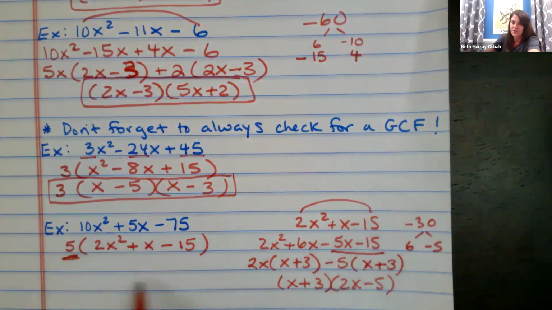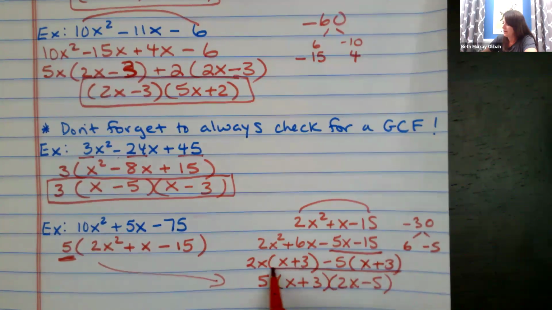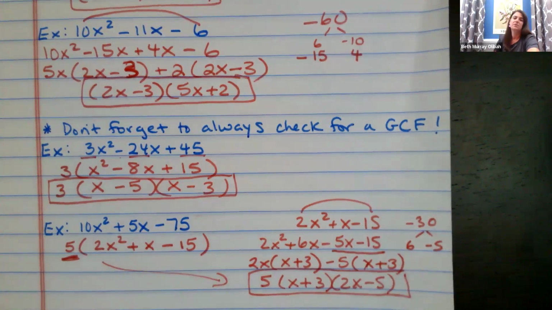But don't forget, we took this 5 out at the very beginning. So you got to bring it back out to get your final answer for the factored form.